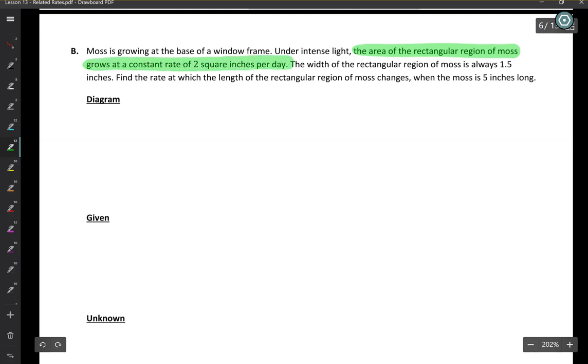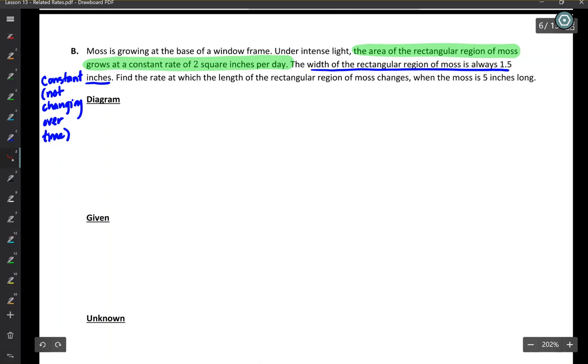The width of the rectangular region of moss is always 1.5 inches. The width is always 1.5 inches. It's constant. It's not changing over time.